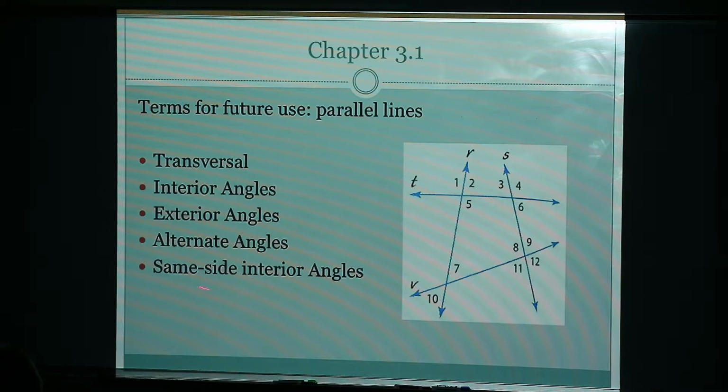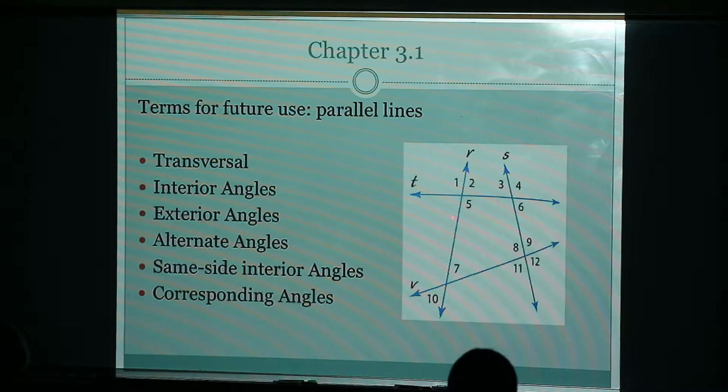We have same side angles. Now, I said interior. There's actually two types. You'll see that. We'll go through both types. So I just put interior here, but there's same side interior and exterior. And then the corresponding angles. The hard one about all these angles is actually the last one. That's probably the most difficult for people to wrap their head around to know which one's which. And then the goal today is, once we're through these, I want to come back to this picture. That's where I want to end today.